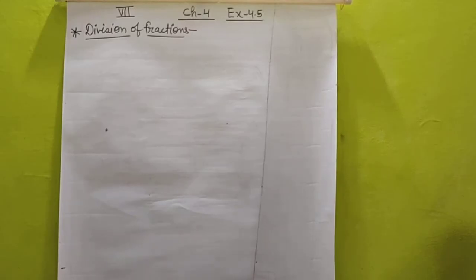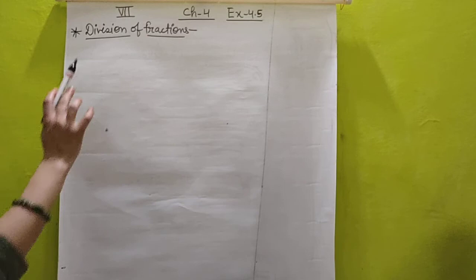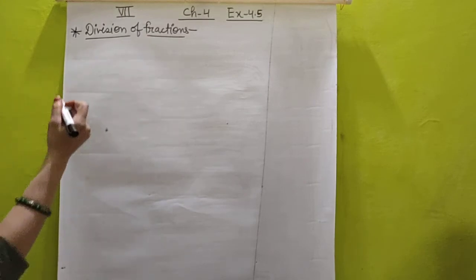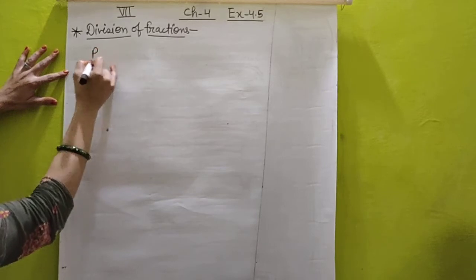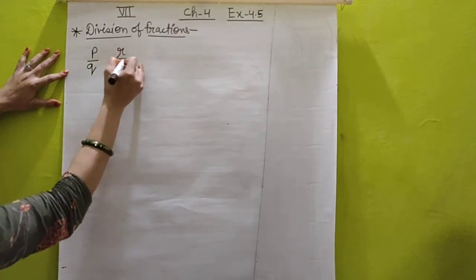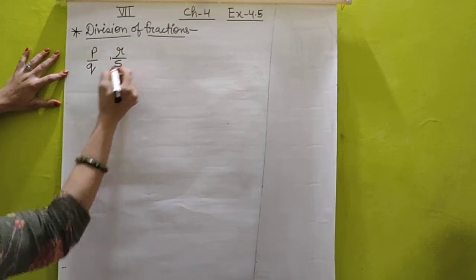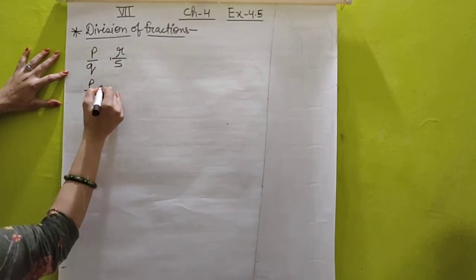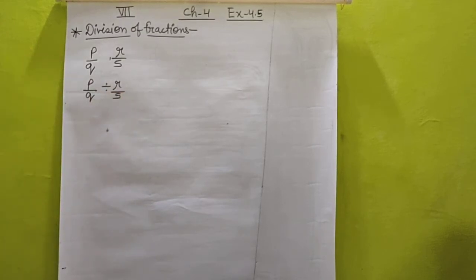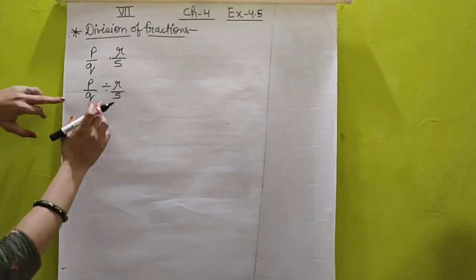Now students, our new topic for the new exercise: division of fractions. Suppose P upon Q is a given rational number and there is one more rational number, R upon S. Here we are to divide P upon Q by R upon S. This is very important and very easy.